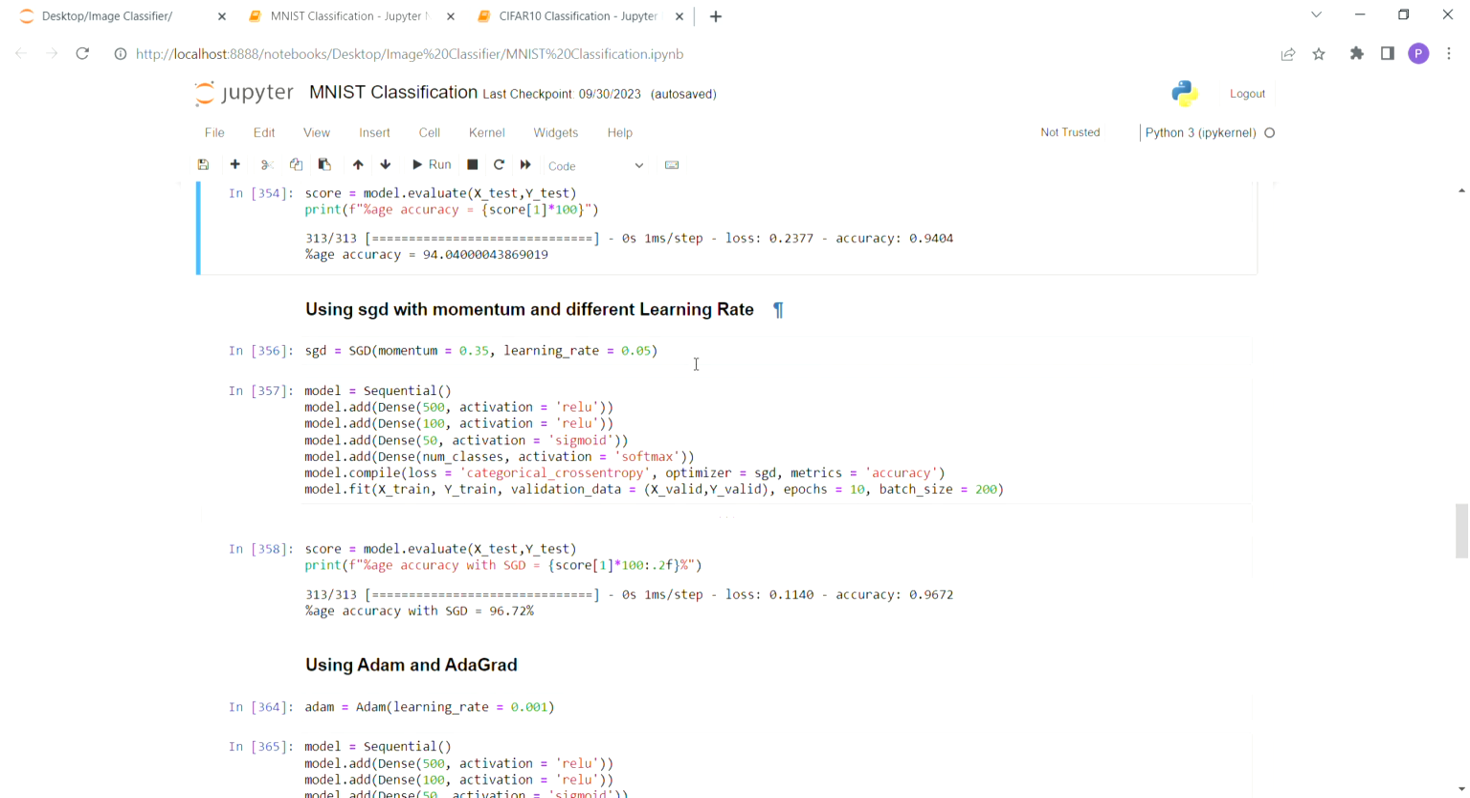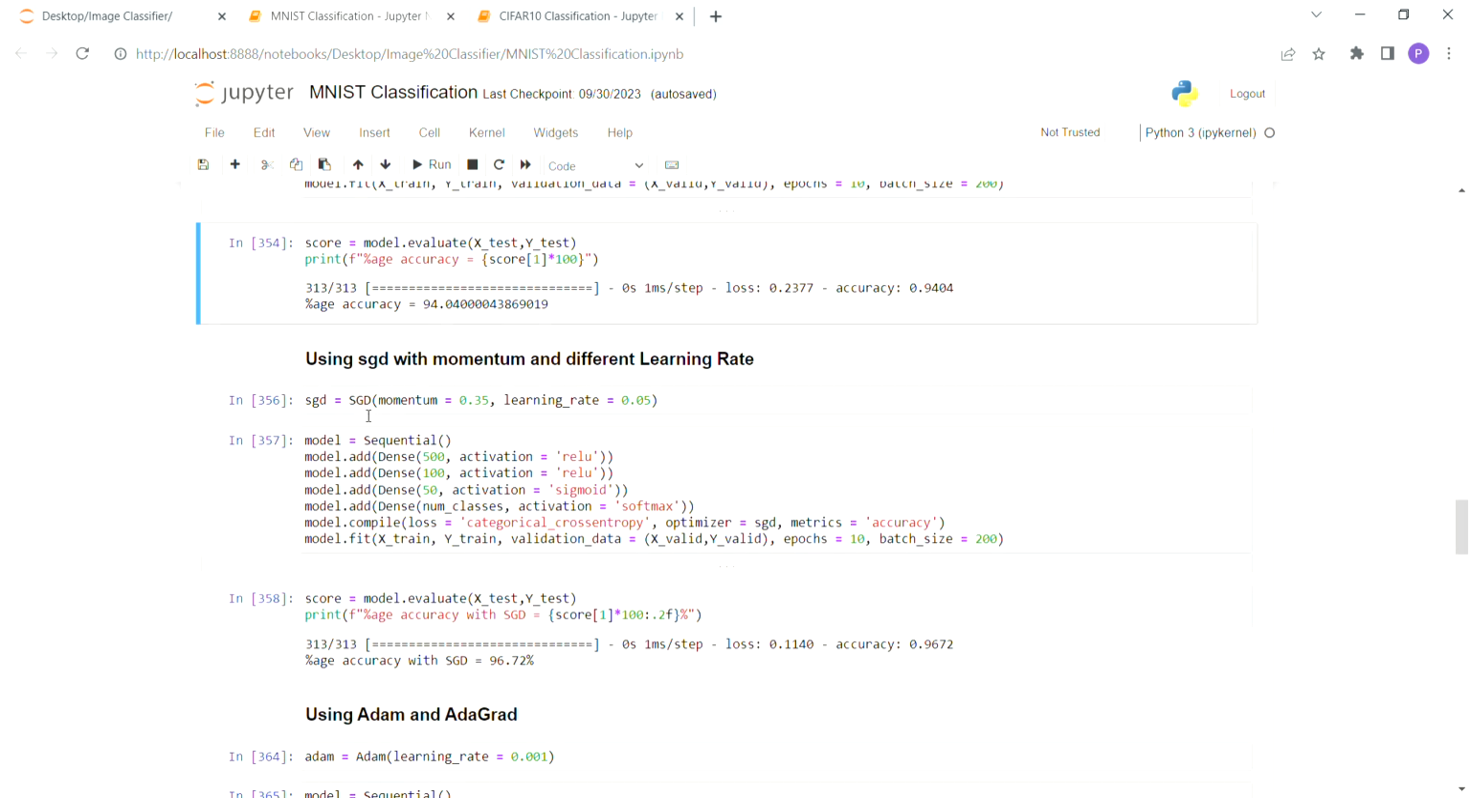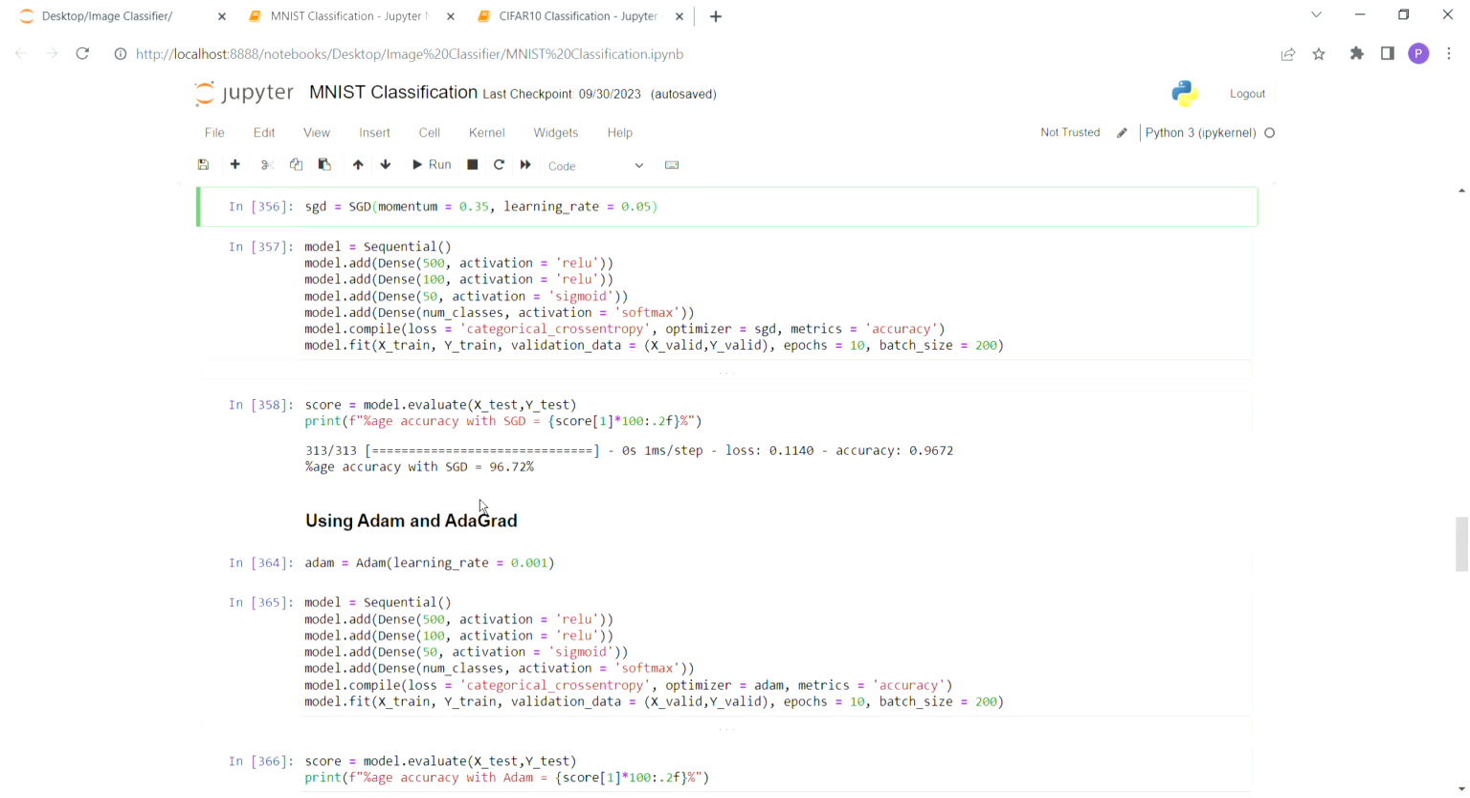Now we will try to improve our optimizers as well. So instead of using the normal SGD, we will add SGD with momentum, that is stochastic gradient descent, with a momentum of 0.35. So on doing this we can see the accuracy even increases to 96.72%.